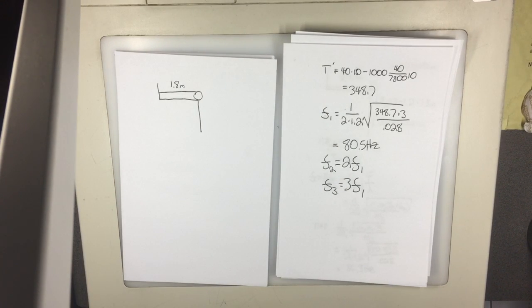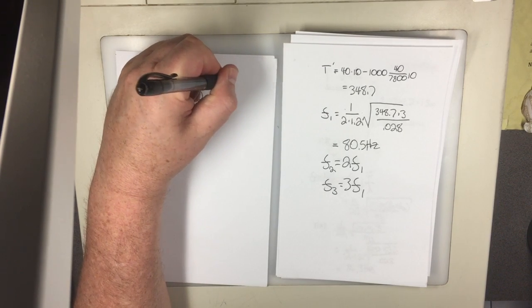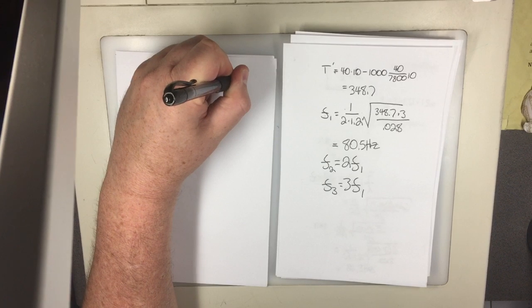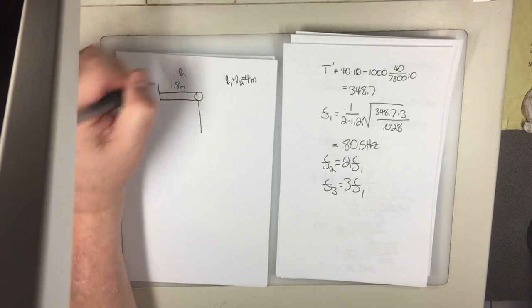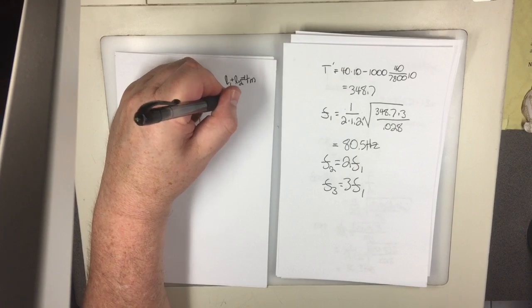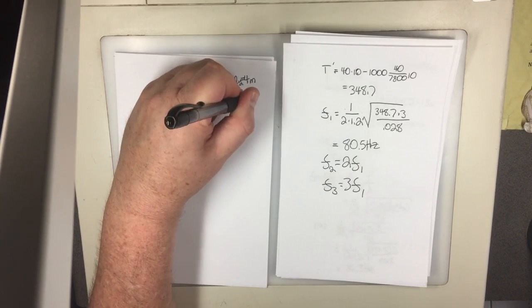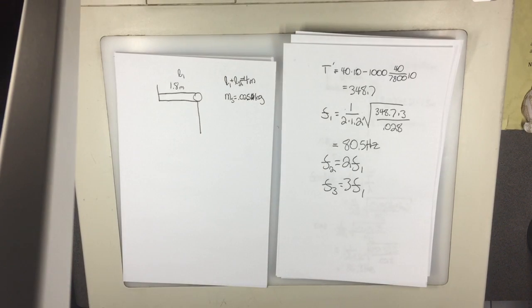A 4-meter string that has a mass of 25 grams. So the total length, L1 plus L2, which is what I really need, is 4. L1 is 1.8. The string has a mass of 25 grams, 0.025 kilograms. An iron mass is hung from the end of the string hanging off the pulley. When plucked, it produces a fundamental frequency of 2,000 hertz. What is the mass of the iron?